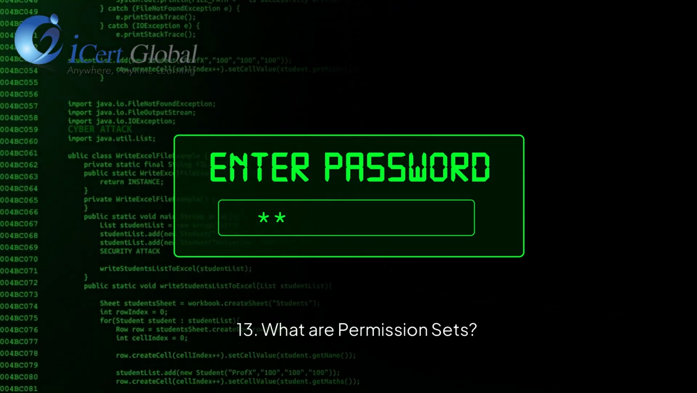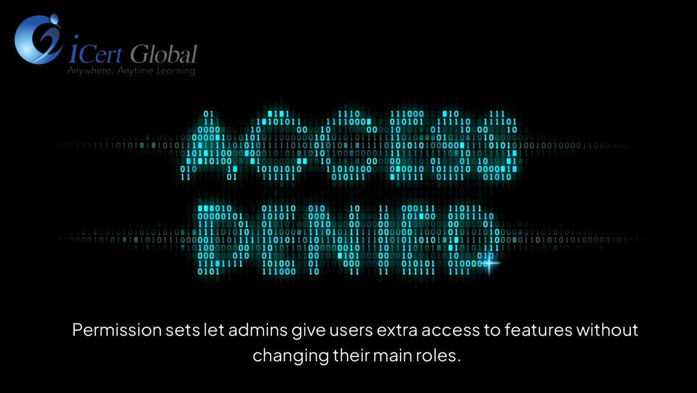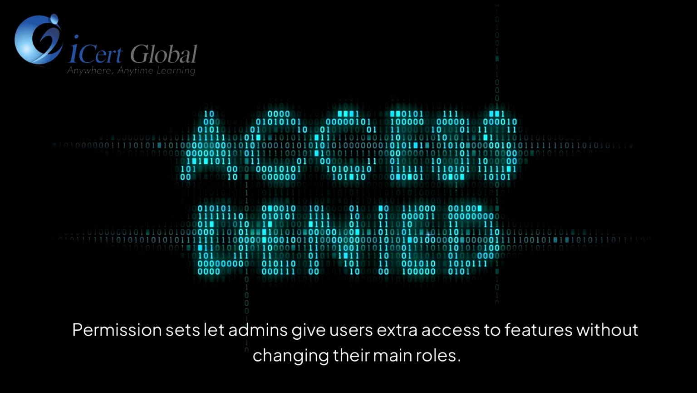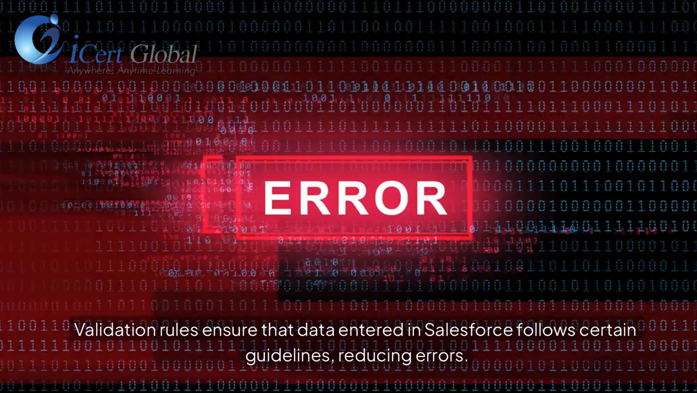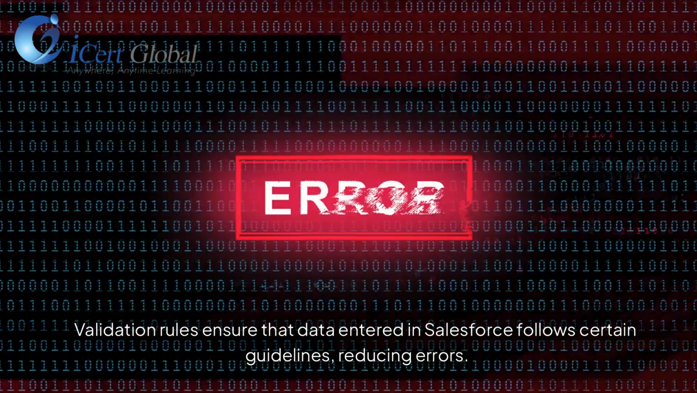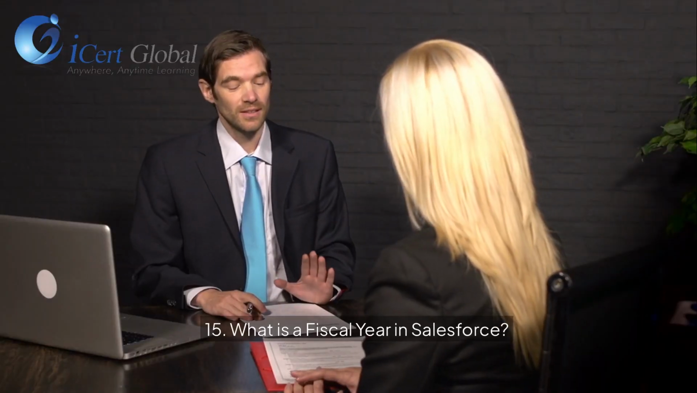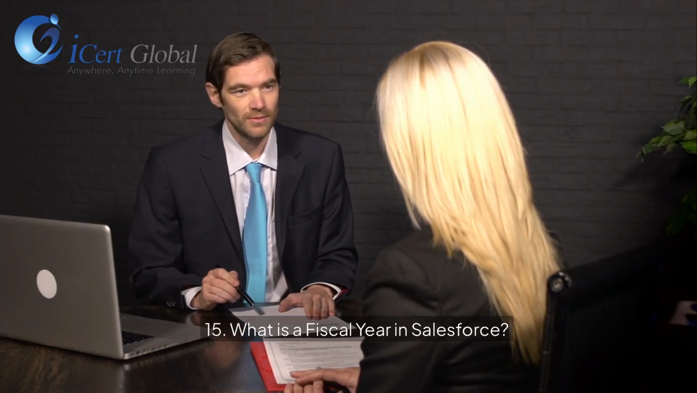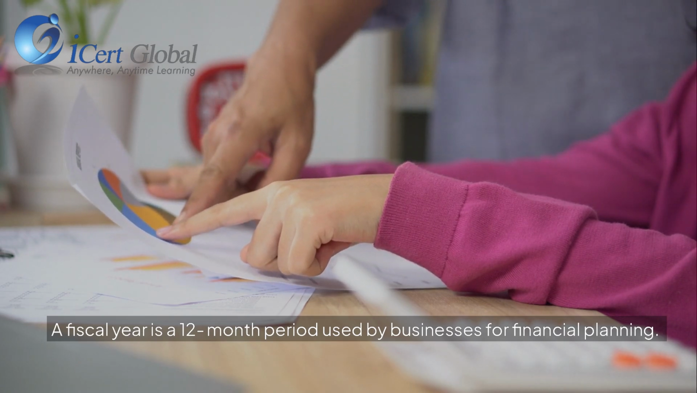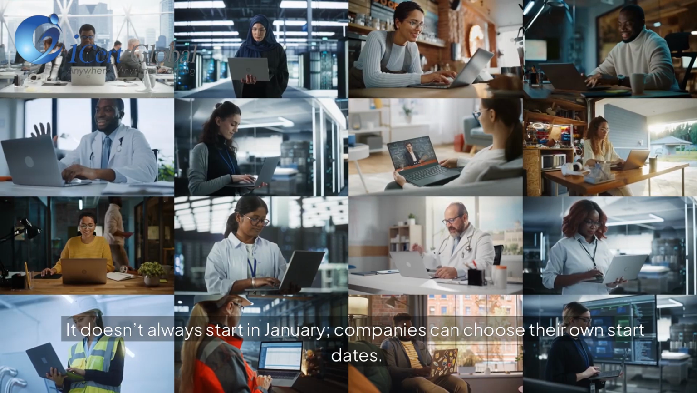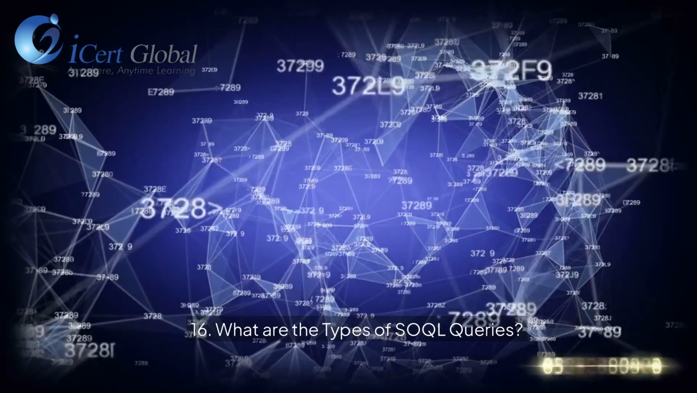13. What are permission sets? Permission sets let admins give users extra access to features without changing their main roles. 14. What are validation rules? Validation rules ensure that data entered in Salesforce follows certain guidelines, reducing errors. 15. What is a fiscal year in Salesforce? A fiscal year is a 12-month period used by businesses for financial planning. It doesn't always start in January, companies can choose their own start dates.